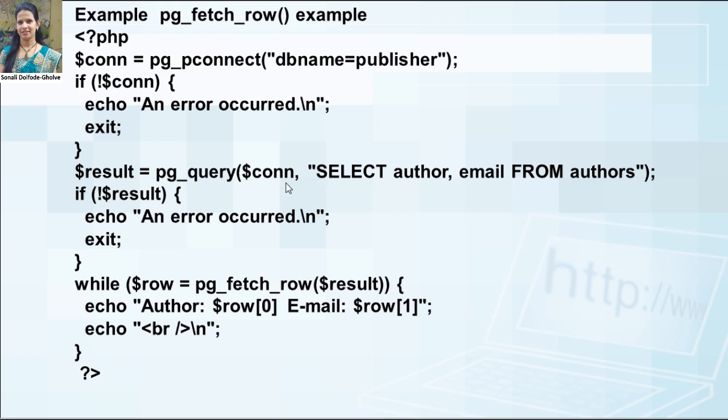Okay, here is a $connection, and if this, then select the author, email from the author. Store it in the result. If not result, then print the error occurs and exit. Why? $row equals pg_fetch_row. Okay, here while $row equals pg_fetch_row and inside the bracket, result.